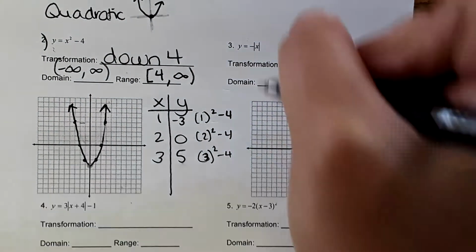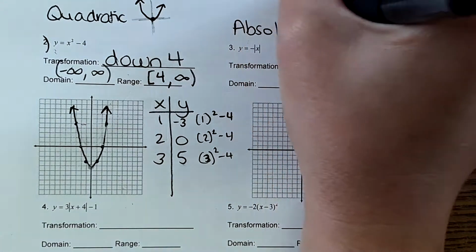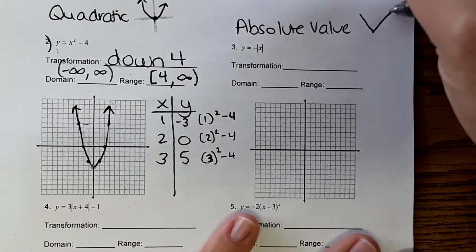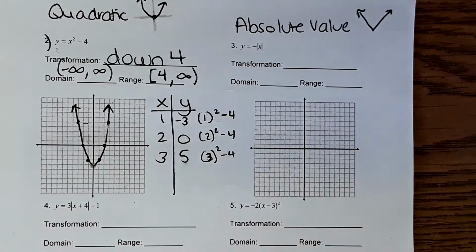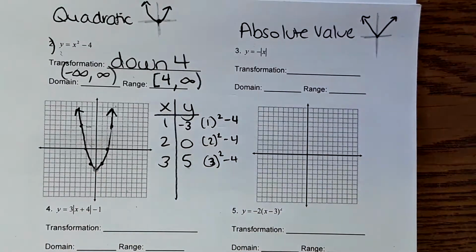3, now we have absolute value symbols. Absolute value function. With the absolute value, the parent function looks like this. For the parent function, the vertex would be on 0.